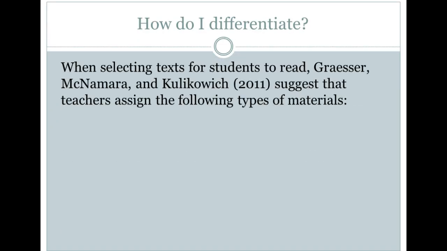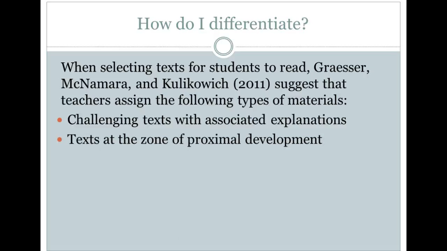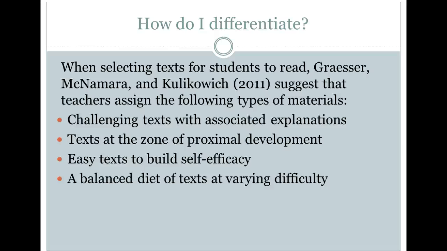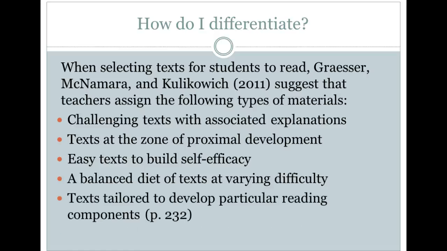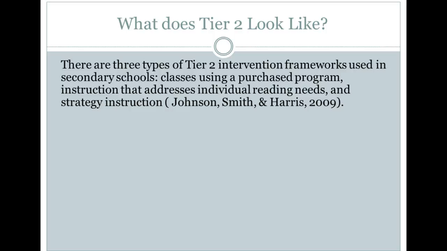So how do I differentiate? They provided several ideas for selecting text for students to read. So you can use challenging text with associated explanations. You can use text at the zone of their proximal development. You can use easy text to build self-efficacy or a balanced diet of text at varying difficulty, and text tailored to develop particular reading components. So if you see page 279 of that article, it will tell you more about differentiation of the reading materials. So what does Tier 2 look like?